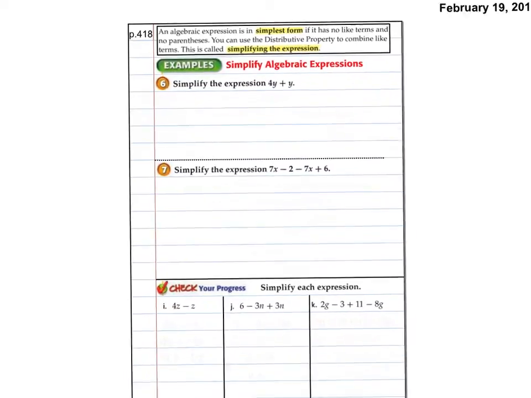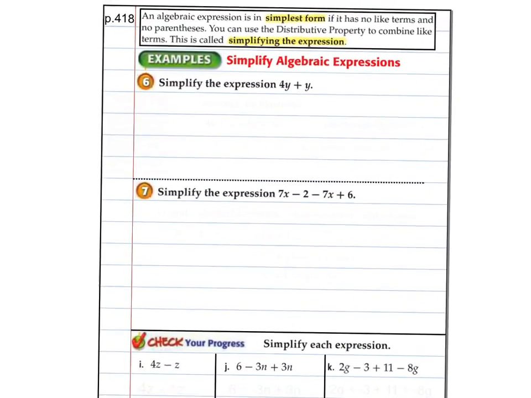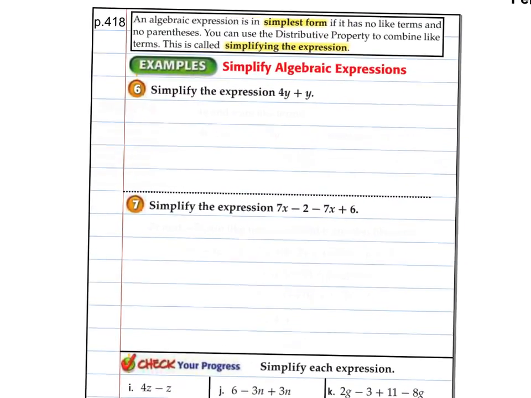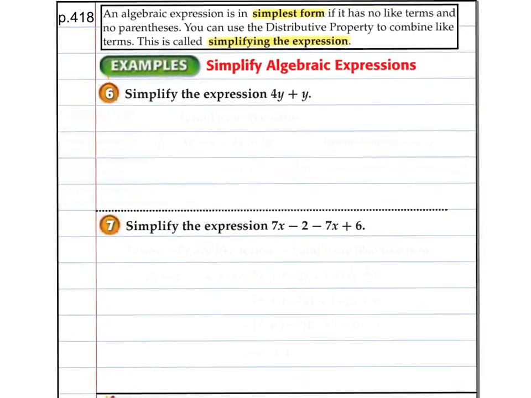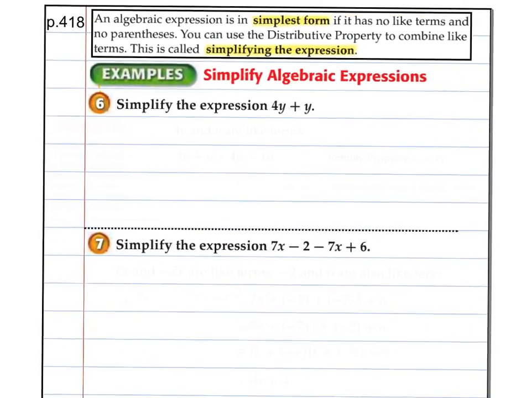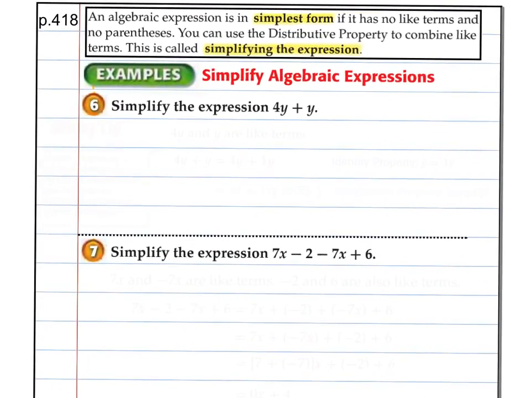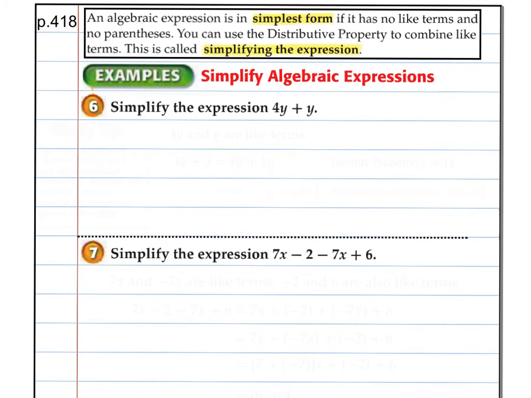So now, on to the good stuff. I love this. An algebraic expression, again, is simplified or in simplest form when it has no like terms and no parentheses. So we use the distributive property before to simplify an expression. Now sometimes we're going to have like terms that we need to combine after that. So this process is simplifying the expression.